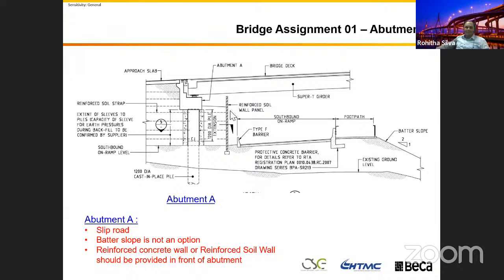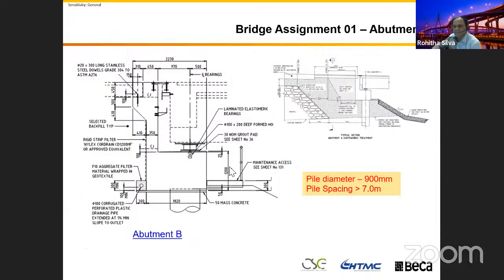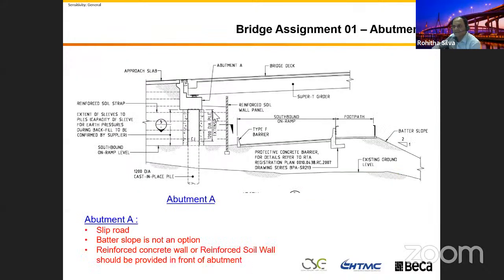To get the vertical face on the abutment, we use the RSW here. The reason I put this RSW in the front is that you need to have a walkway in the front for people to come and do the bearing inspection. You see this walkway? With a batter it's no problem to have the walkway, but with RSW, you need to have this walkway with the drop in here. That's why we need to push this RSW into the front. You have to push your abutment back in here, so your slip road is in here.